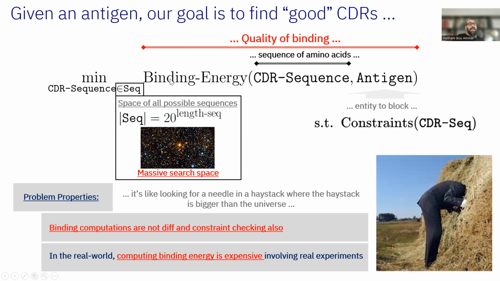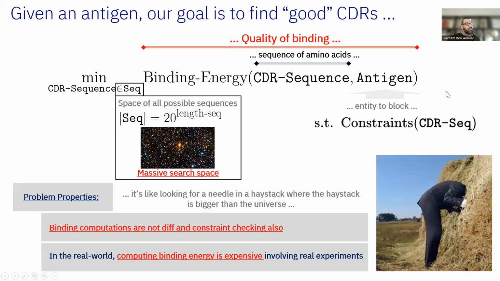So why low binding energy? Because things become more stable and nicer and so on. So imagine for now, there's some oracle or computer, which will give you the binding energy if you give it a sequence of amino acids and an antigen, right? And then your goal as an agent is to find that optimal sequence of amino acids that will minimize the binding energy with respect to your antigen.